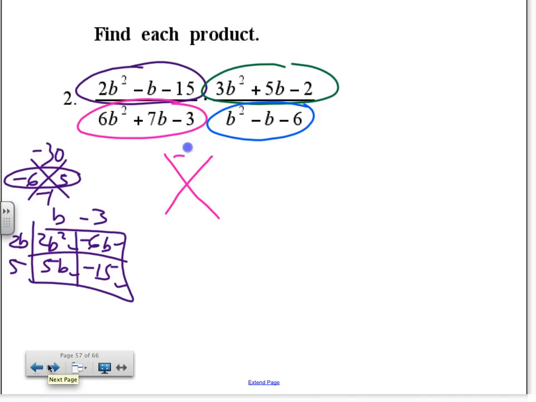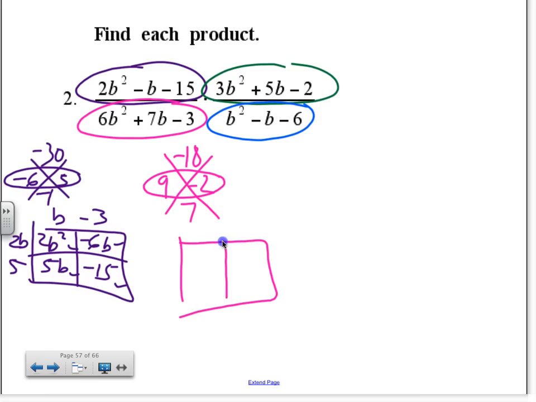Negative 18 and 7 on the bottom. What do we have here? What times what is negative 18, added to 7? 9 and 2, and then of course the negative 2, right? And we repeat the same process again. Here's the box: 6b squared, 9b, negative 2b, negative 3, and we factor it out.